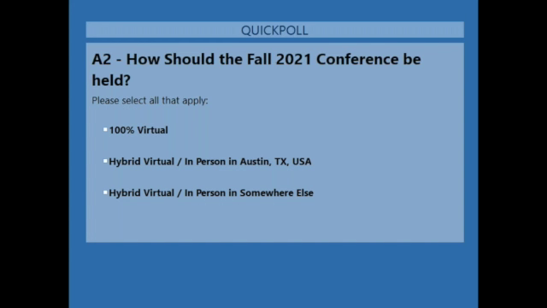So Mark, I'm going to turn it back over to you to do the poll question. It's up, and we give people about 45 seconds or so to answer it. So as Roger iterated, how should the fall 21 conference, the 12th conference, be held? Should it be 100% virtual? Should it be a hybrid of virtual and in-person in Austin, or a hybrid of virtual and in-person in another location?